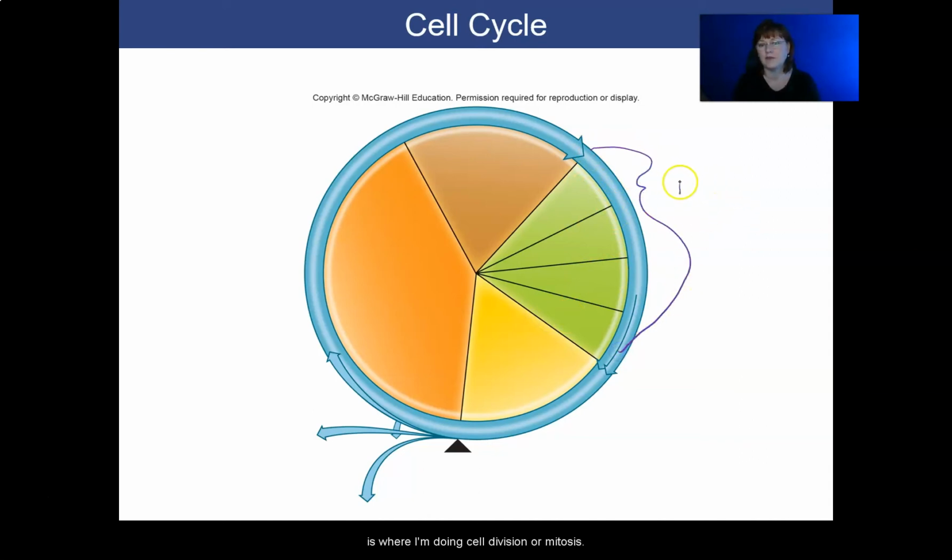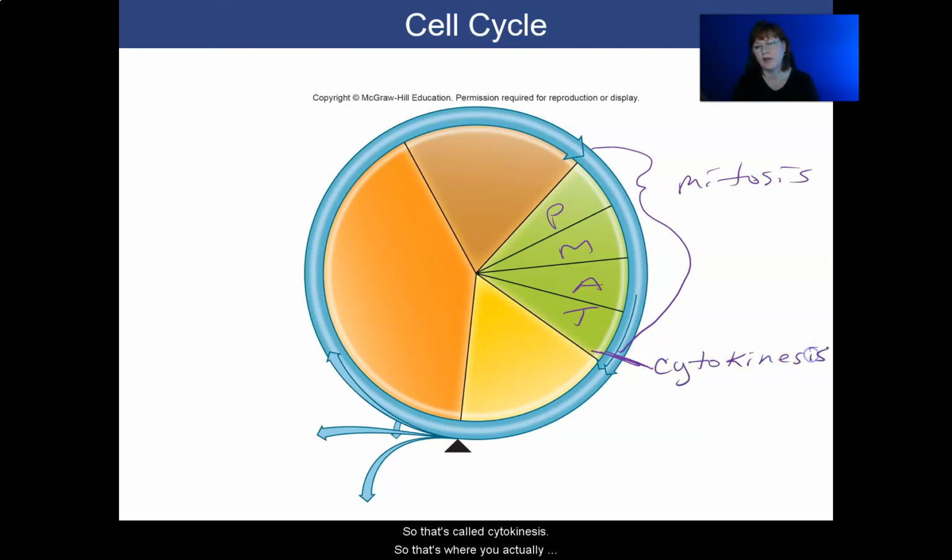this section here is where I'm doing cell division, or mitosis. So this is where we will have prophase, metaphase, anaphase, and telophase. And then kind of toward the end of telophase, we'll actually divide the cytoplasm. So that's called cytokinesis. So that's where you actually pinch that cell in half, and now you have two new cells.